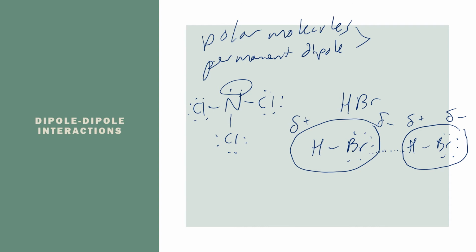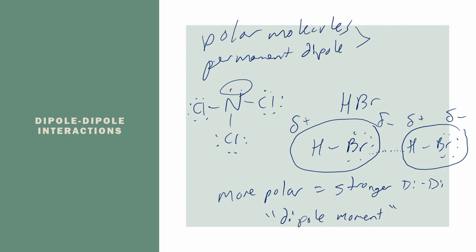In terms of comparing the dipole-dipole interactions among polar molecules, if it's more polar or has more uneven charge distribution, it will have stronger dipole-dipole interactions. We can measure this in what we call a dipole moment. You don't need to know how they measure the dipole moment, but just the larger the number for dipole moment, the more polar it is, and so the stronger dipole-dipole interactions it will have.